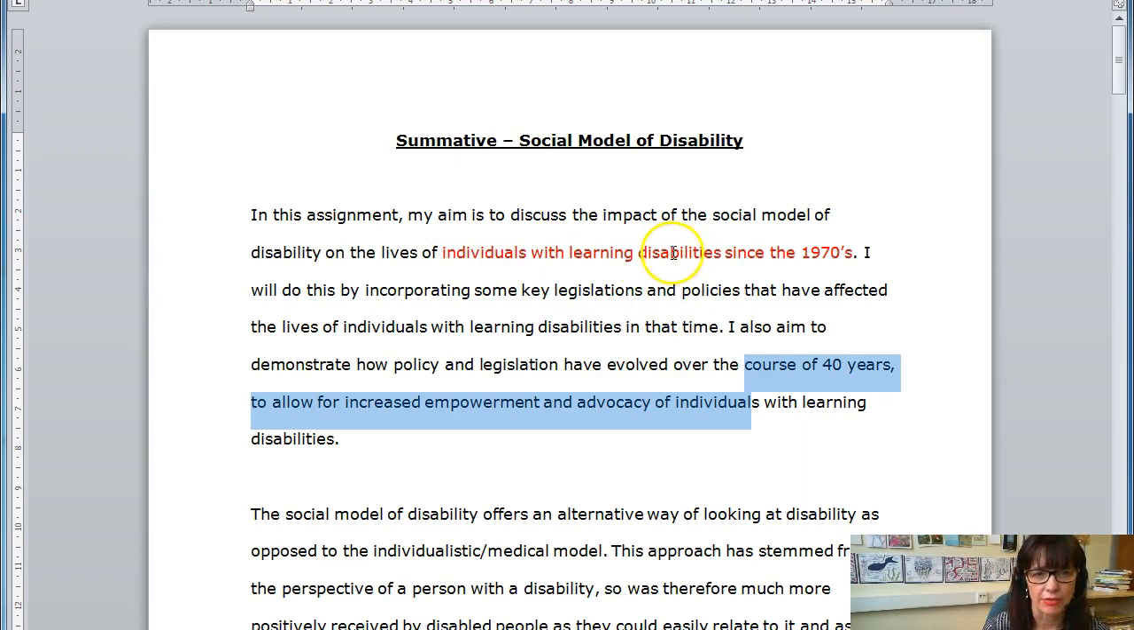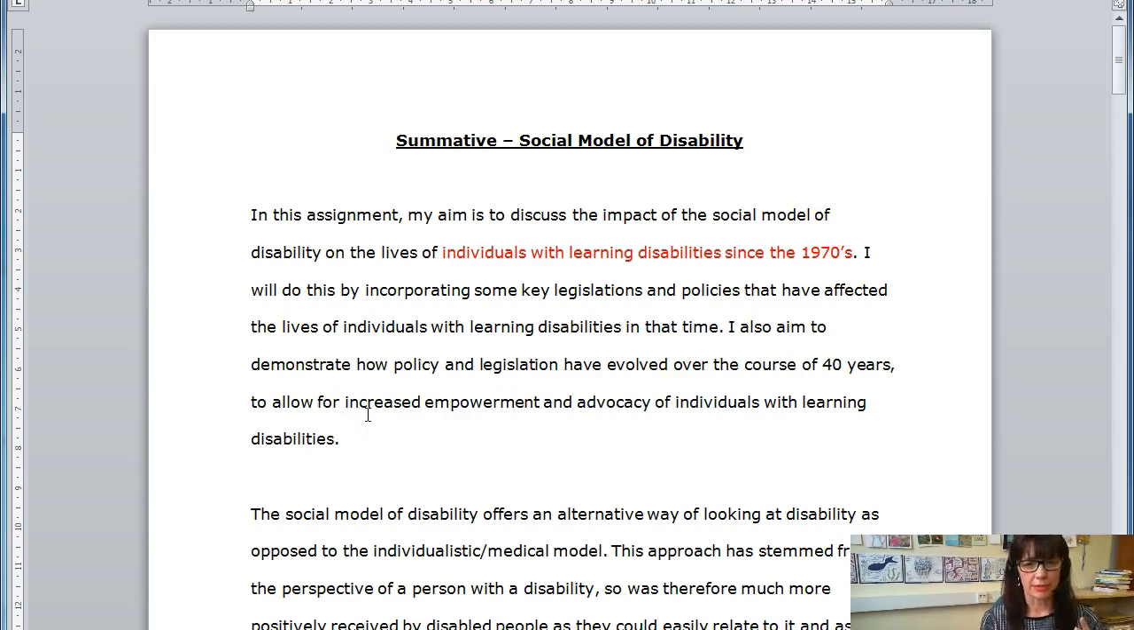So maybe it's not just about individuals with learning disabilities, but it's about individuals with learning disabilities and their increased empowerment and advocacy of those individuals. So my assignment is about a review, perhaps, of whether or not individuals with learning disabilities, whether their self-advocacy or advocacy for their needs has increased over the last 40 years. So that would be, why is that important? Lack of advocacy means lack of voice, lack of being heard, lack of services being appropriate, etc., etc. So that would be, what's it about? Why is this important? And then what is the model?